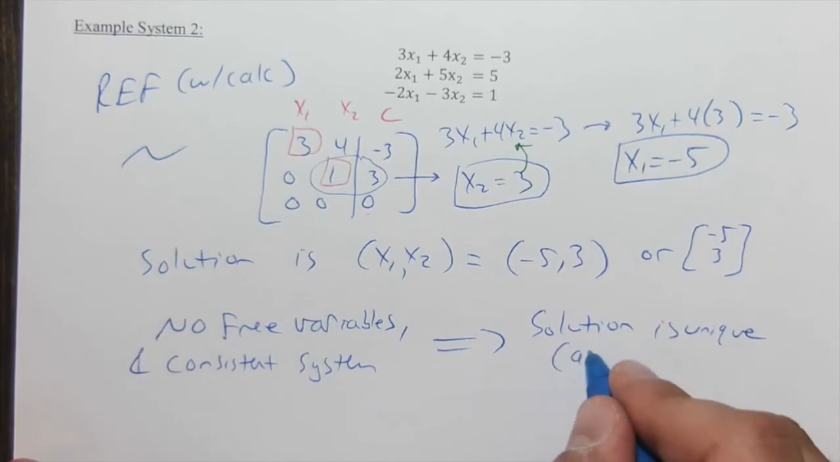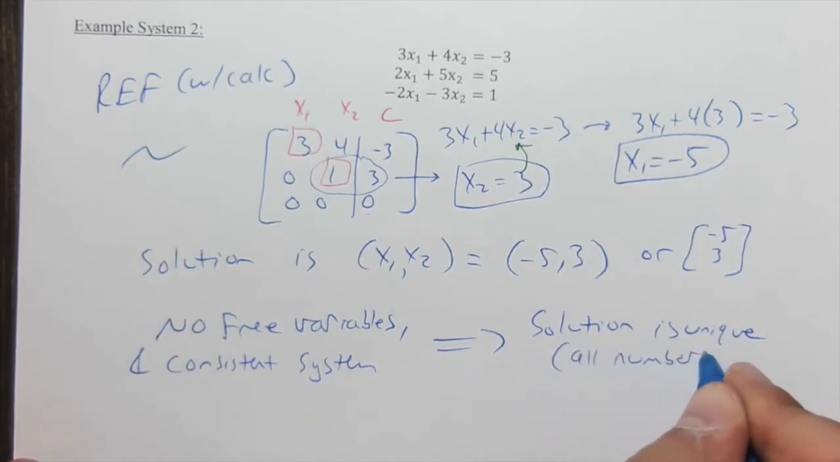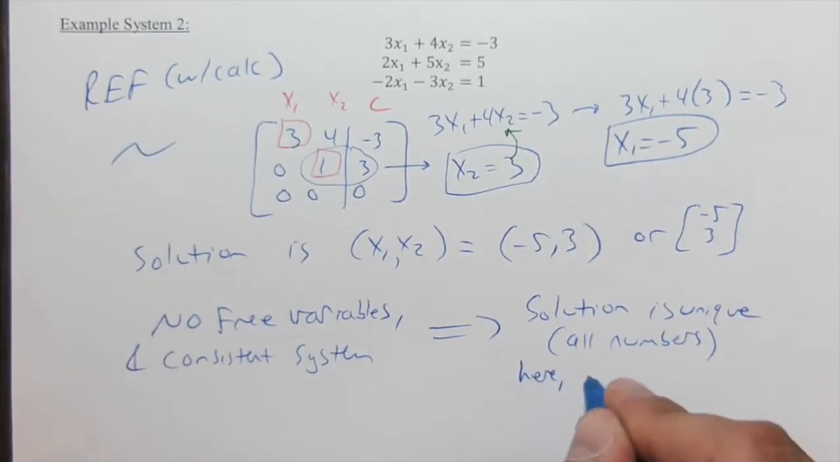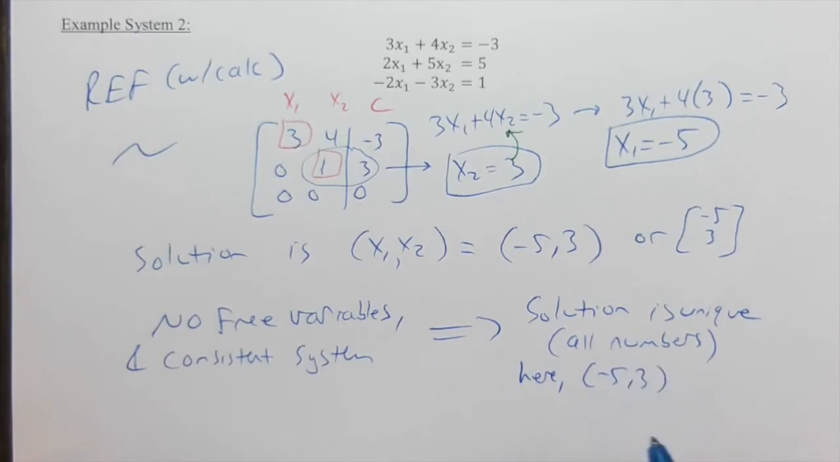In other words, we get all numbers, right? There are no variables in our answer because it's one unique, specific solution. In this particular case, our unique solution was minus 5, comma 3. Okay.